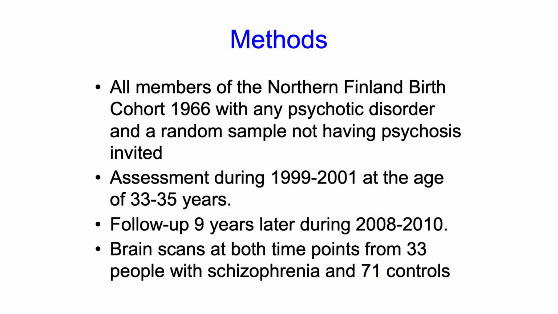So we identified all members. There was a birth cohort of all the people who were born in the northern part of Finland in 1966, which was about 10,000 people, and of those, over 100 developed schizophrenia by early adulthood, and of those we managed to get baseline scans on about 60 or 70 and then repeat scans on about 33.